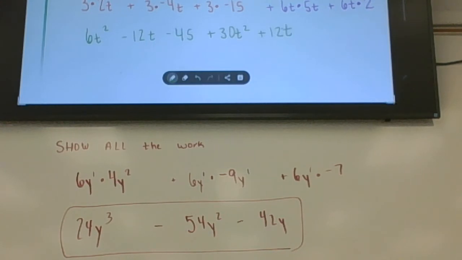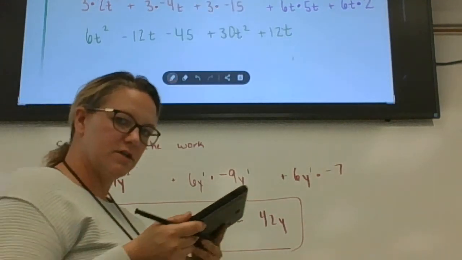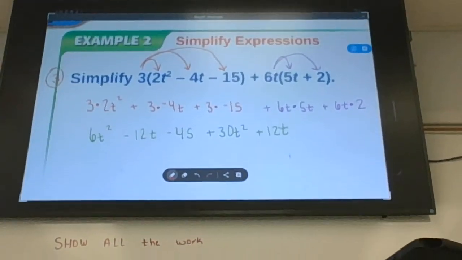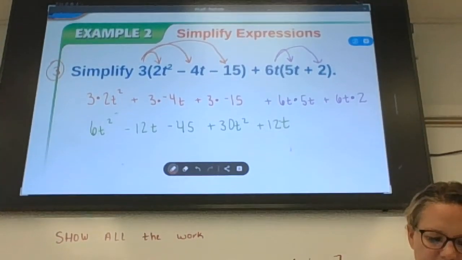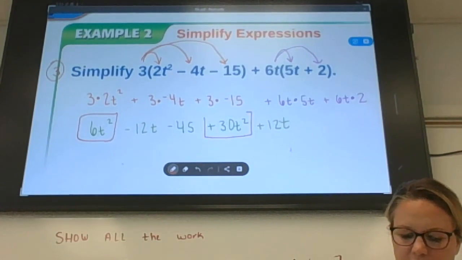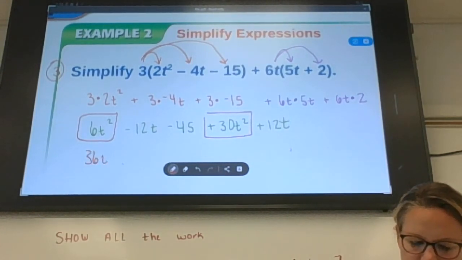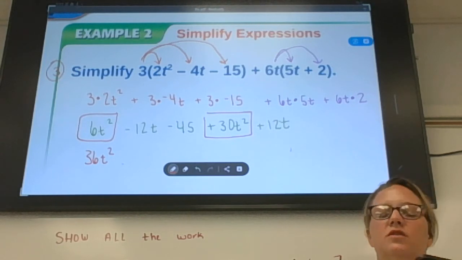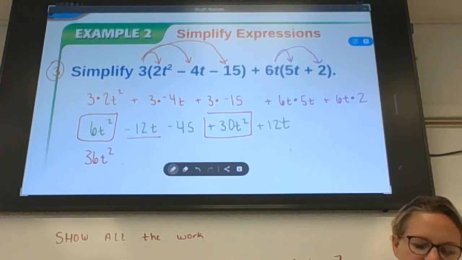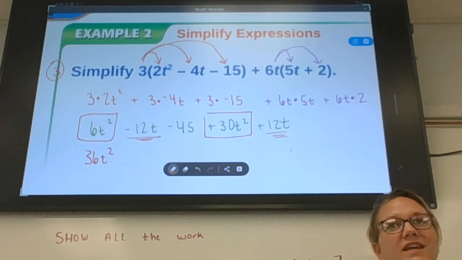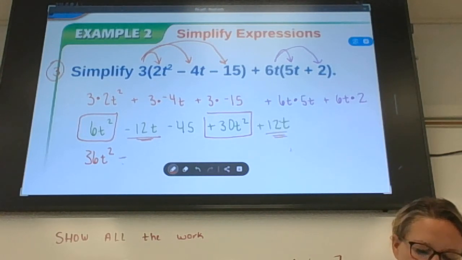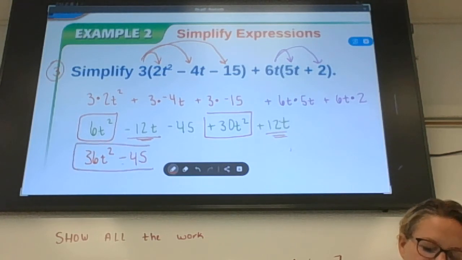Alright, so check your first line. Check the green on the screen. Savannah? Did you get that first one, did you combine like terms? Okay, so now we have to be little detectives and search for like terms. Because I have a 6t squared that combined with 30t squared. Exponent doesn't change, just the coefficient. And then negative 12t and positive 12t actually cancel, perfect opposites. And then minus 45 at the end. This is your final answer.